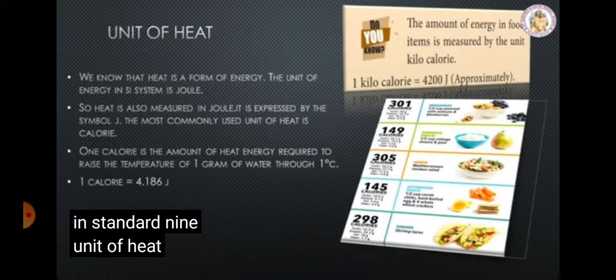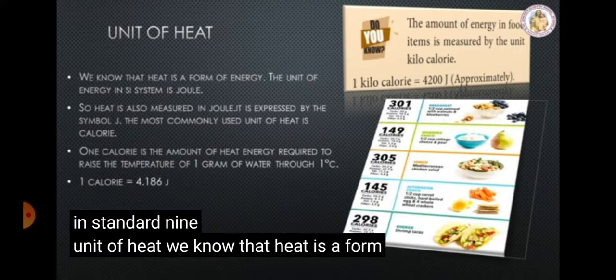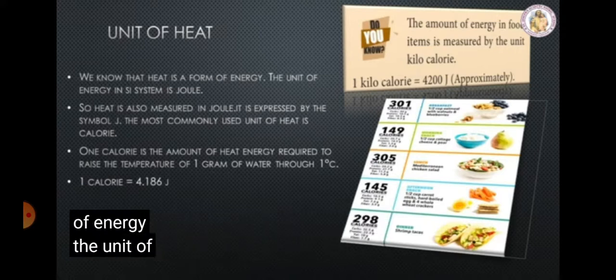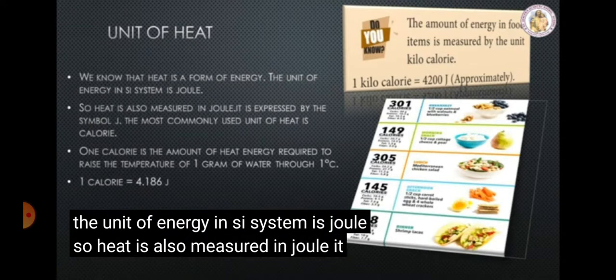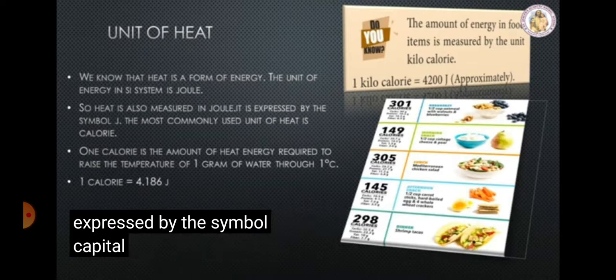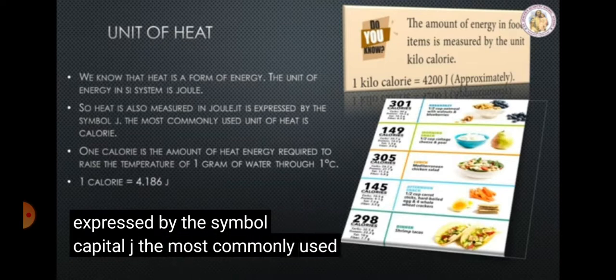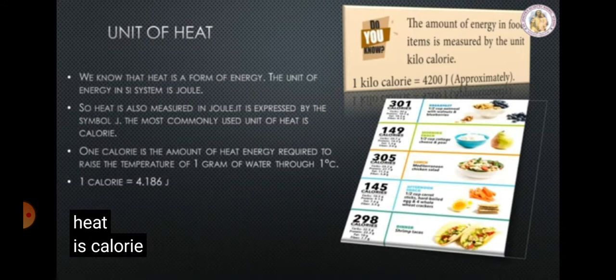Unit of heat. We know that heat is a form of energy. The unit of energy in the SI system is joule. So heat is also measured in joule. It is expressed by the symbol capital J. The most commonly used unit of heat is calorie.